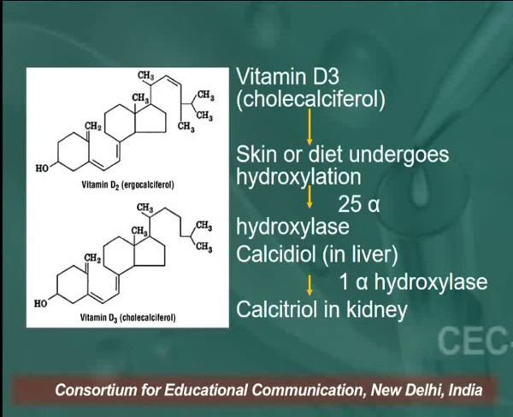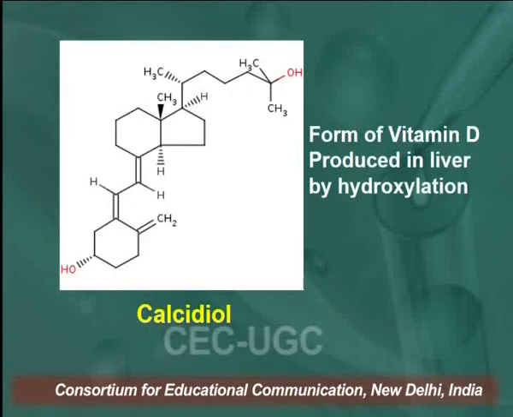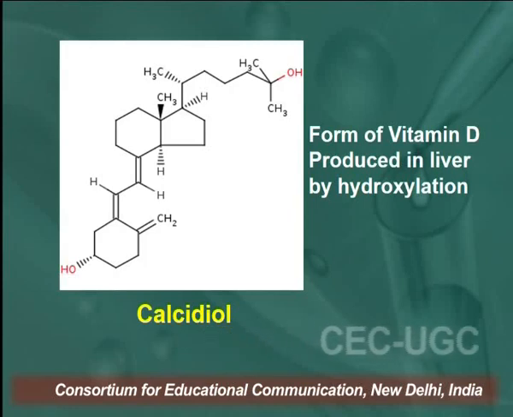And learner, when calcidiol increases in the liver, what happens? That calcidiol, whose structure you are looking at on your screen, in the presence of 1-alpha hydroxylase enzyme is converted into calcitriol in the kidney. So, you can see a series of biosynthesis reactions takes place in the human physiological system.